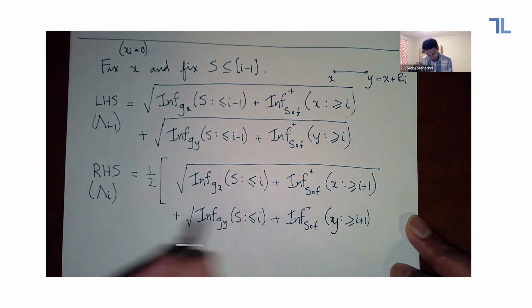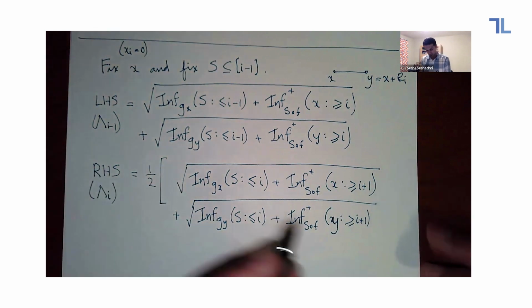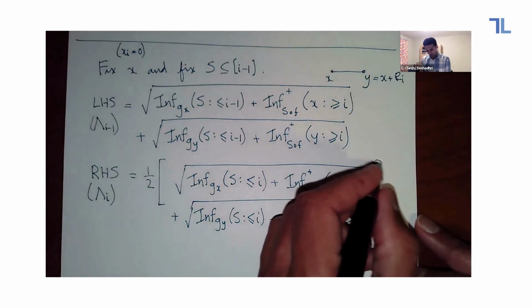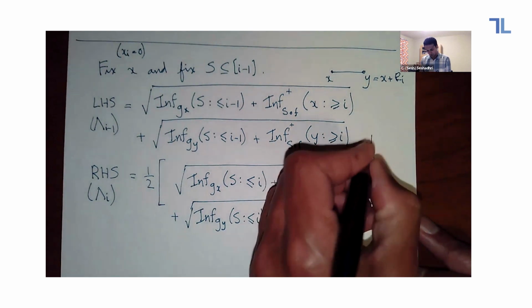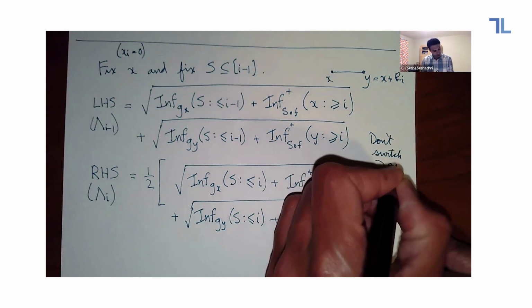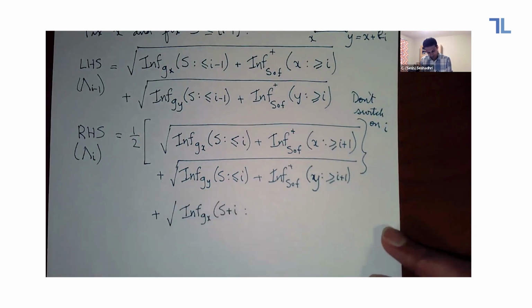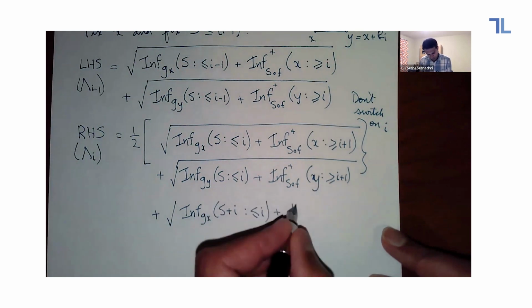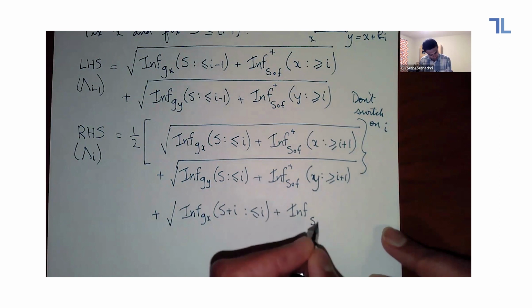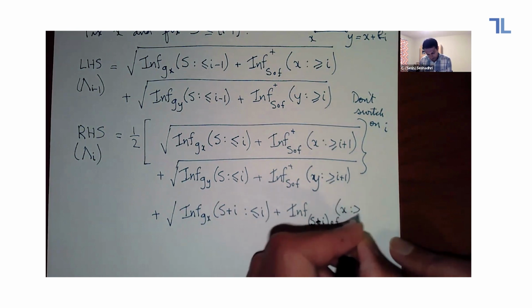I'm sorry, y. So this is fine. This is saying don't switch on i. Then what I'm going to get is a term where I actually do switch on i. So it's the influence of G on x of S plus i. I look at the at most, and I get S plus i circ f, and again I get x at least i plus 1.